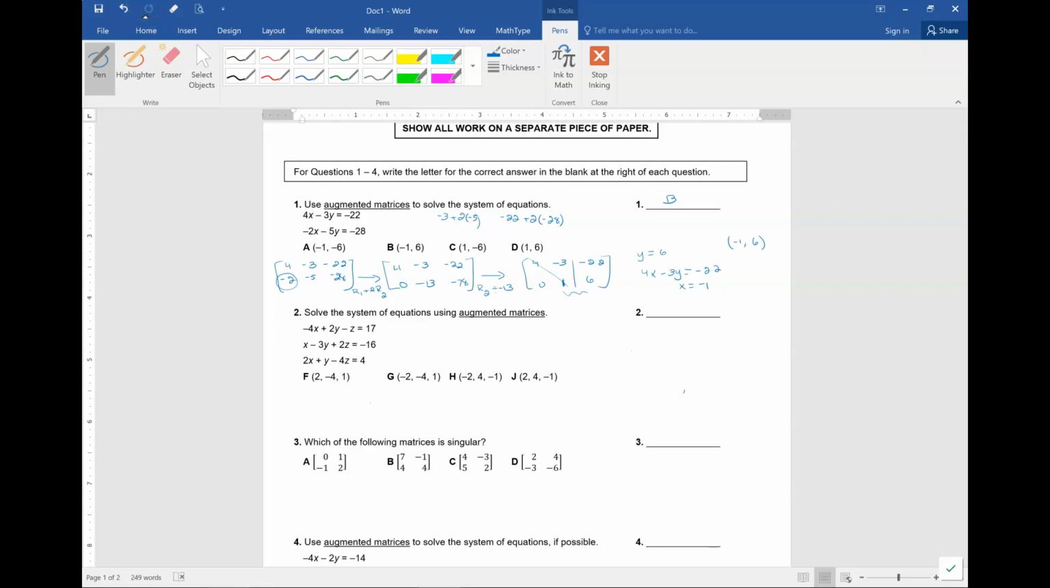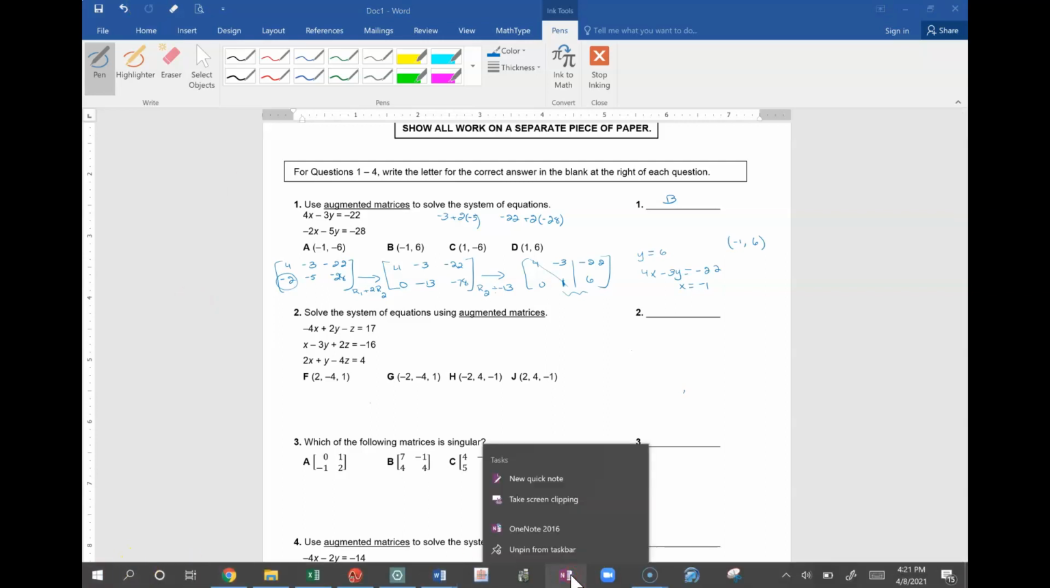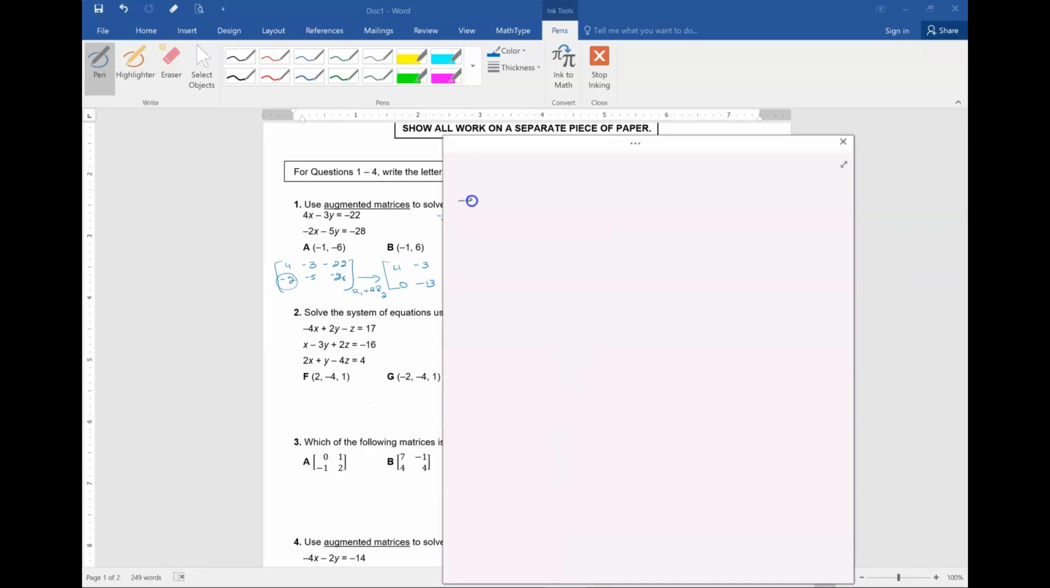All right, for the next one, we need a little bit more space. So let me get another piece of paper here. All right, so first we write down the matrix. It's -4, 2, -1, 17, 1, -3, 2, -16, 2, 1, -4, 4. Okay, so first, I want to make this one a 0, right?